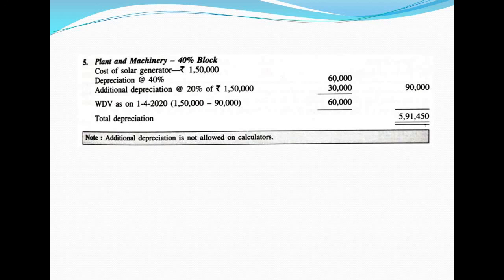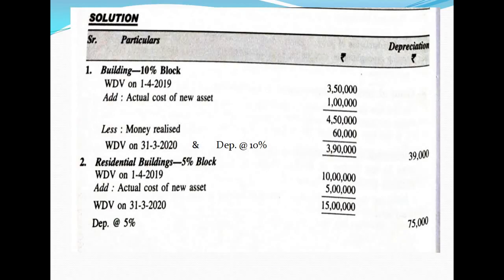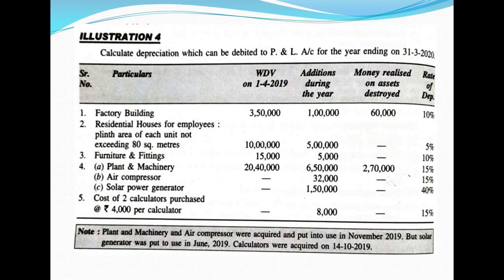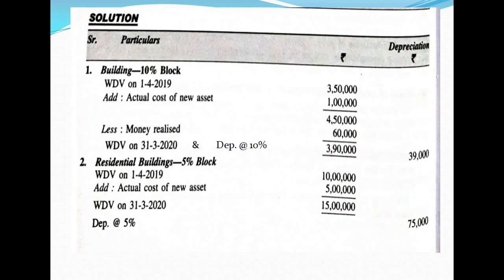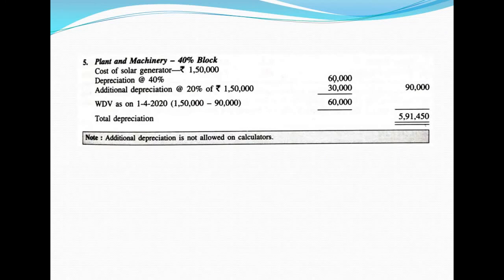for more than 180 days, because if you look again, let us go back to the problem. It says that the solar generator was put into use in June 2019. So the period from June 2019 to 31st March 2020 is more than 180 days. So it has been put into use for more than 180 days, and additional depreciation will be allowed at full rate. So additional depreciation at the rate of 20% of the actual cost of the asset, that's 1,50,000, will be 30,000. So total depreciation for this block, that is solar generator, is 90,000.